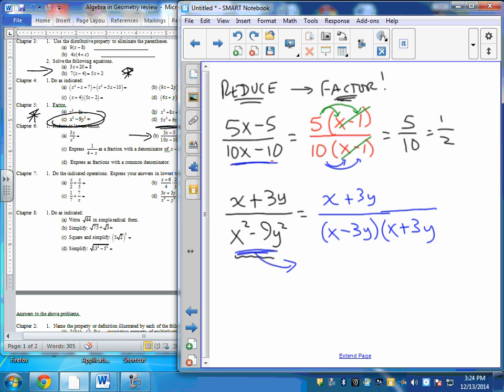And then, lo and behold, we do have some common factors. So this entire numerator will cancel with this entire factor down here, x plus 3y. And what we're left with on top, we just have a factor of 1. So 1. And on the bottom, we have x minus 3y. And that can't be reduced, so that's our final answer.